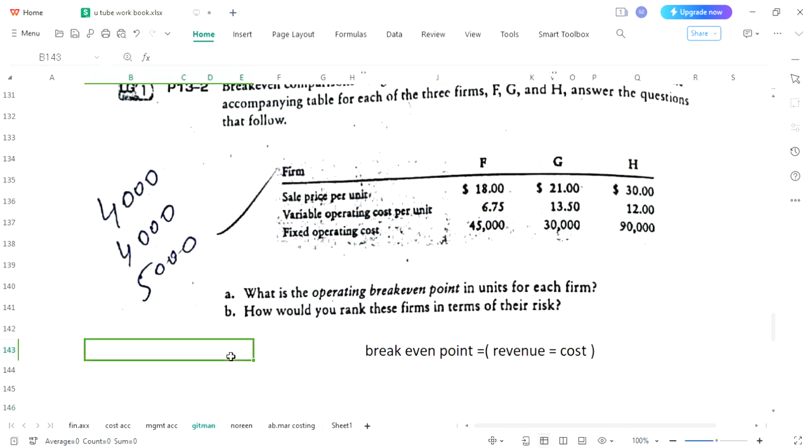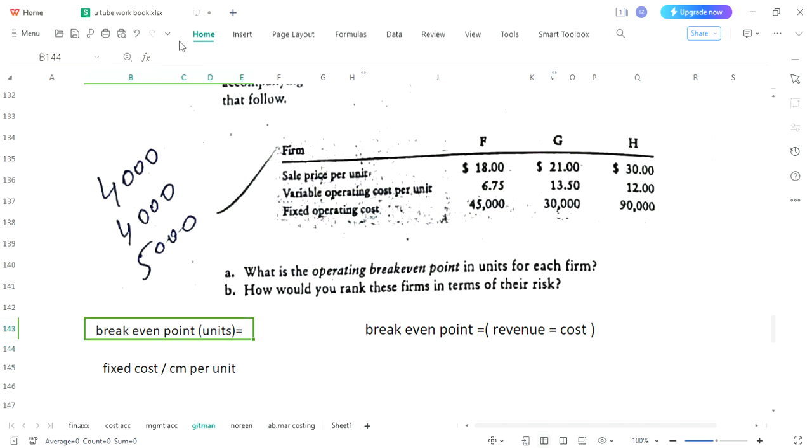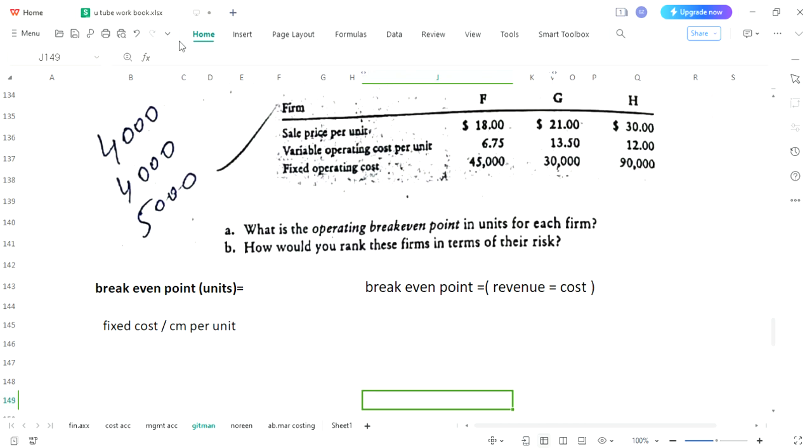There are two different types of break-even point. Right now we are discussing break-even point in terms of units, which is different. I will let you know how. For this you need to have fixed cost and then you divide it by CM per unit. This way you can calculate your break-even point, but before starting, there must be some understanding related to fixed cost. And what is this CM?